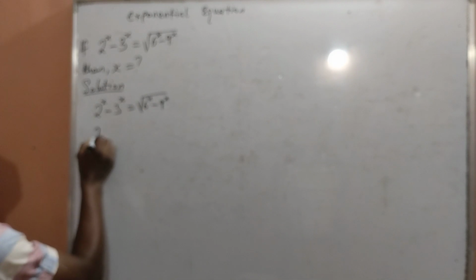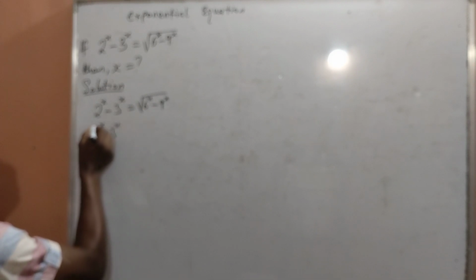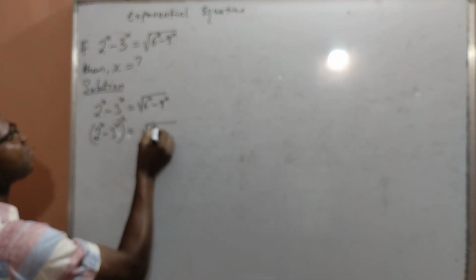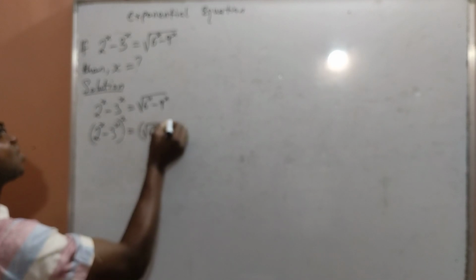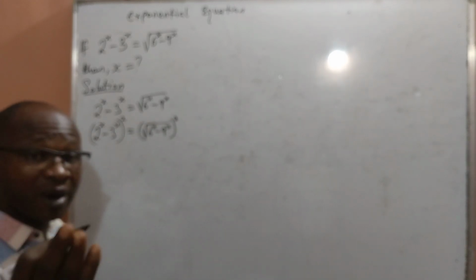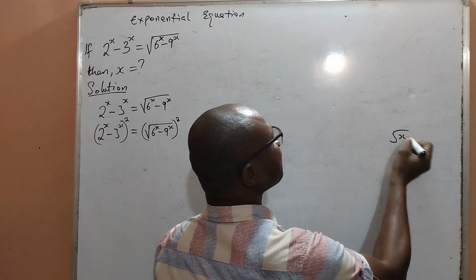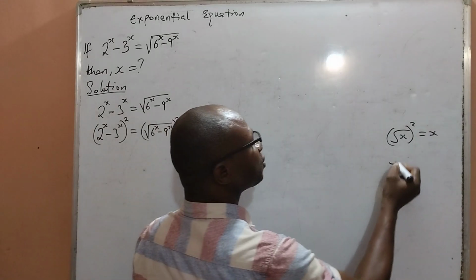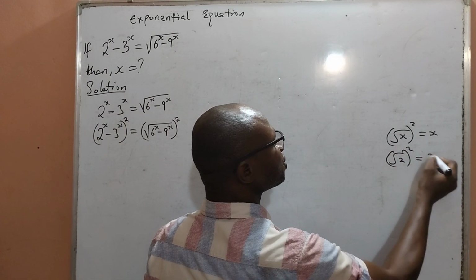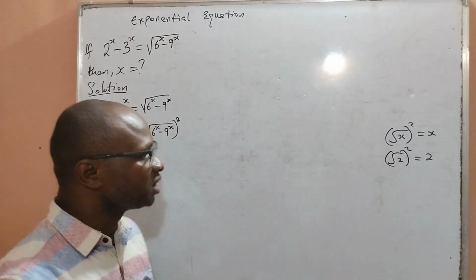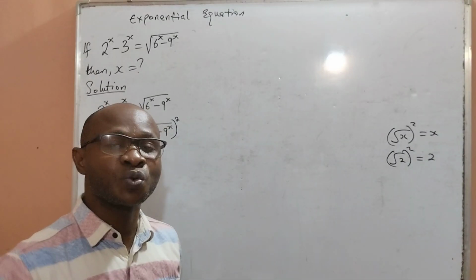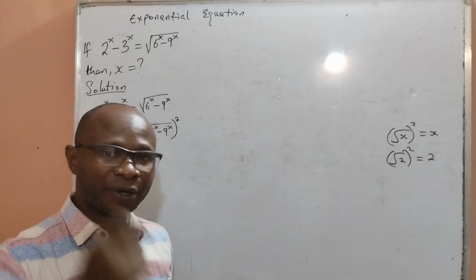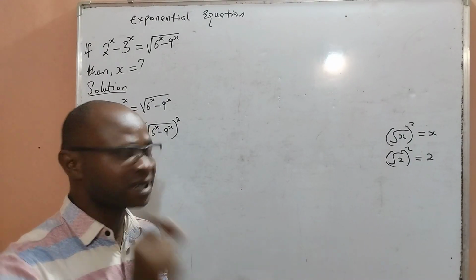Doing that I will have 2 raised to the power x minus 3 raised to the power x all to the power of 2 is equal to the square root of 6 raised to the power x minus 9 raised to the power x all to the power of 2. I want you to see this. If I give you square root of x all raised to the power 2, it is equal to x. If I also give you the square root of 2 all raised to the power 2, it is equal to 2. In other words, the square root of a number squared is equal to the number.